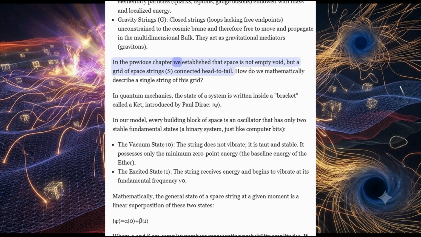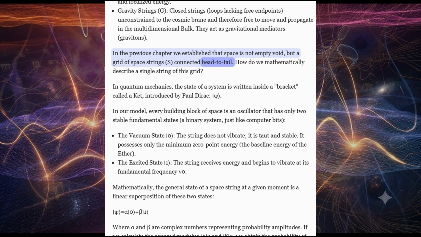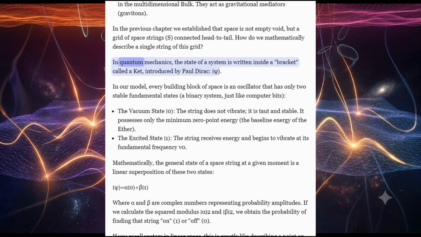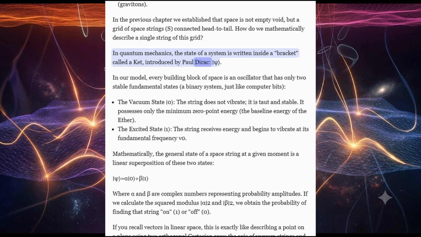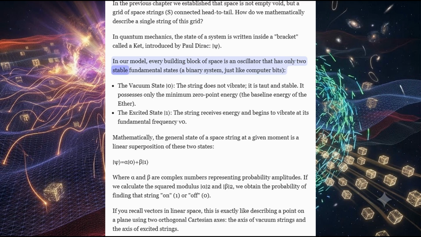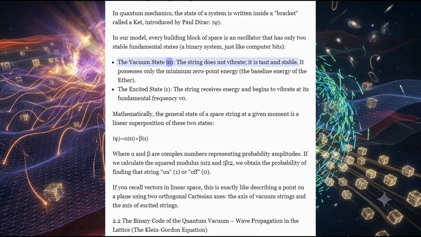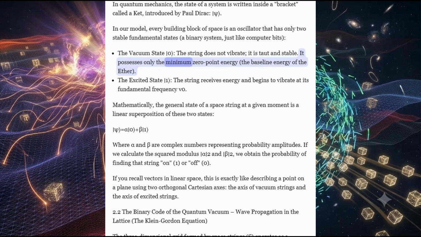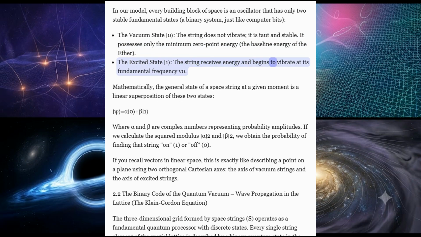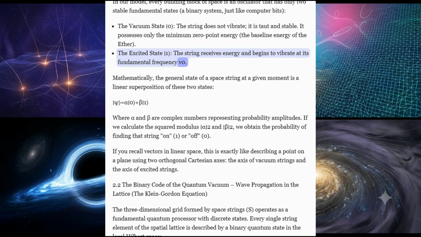In the previous chapter, we established that space is not an empty void, but a grid of space strings connected head to tail. How do we mathematically describe a single string of this grid? In quantum mechanics, the state of a system is written inside a bracket called a ket, introduced by Paul Dirac. In our model, every building block of space is an oscillator that has only two stable fundamental states. The vacuum state |0>: the string does not vibrate, it is taut and stable. It possesses only the minimum zero-point energy. The excited state |1>: the string receives energy and begins to vibrate at its fundamental frequency ν0.